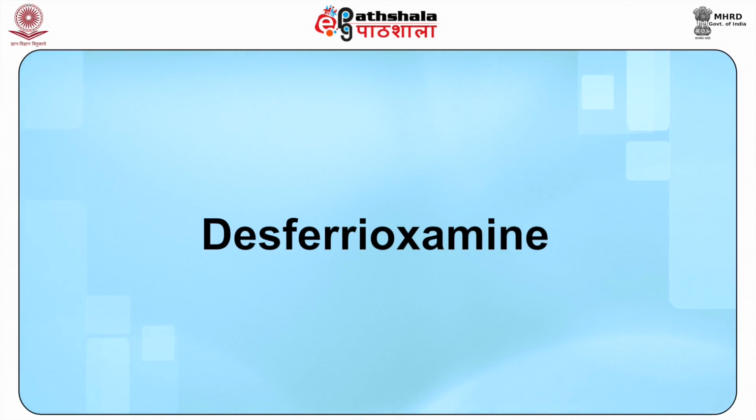Now, next is desferrioxamine. Desferrioxamine is a water-soluble compound that has a great affinity for ferric iron. This acts as a chelating agent against iron intoxication, especially in case of acute poisoning, through its role in accelerating removal of iron from the body in case of hemochromatosis. It removes iron from ferritin, hemosiderin, a little from transferrin, but not from hemoglobin and cytochromes. It can be given orally, intramuscularly as well as intravenously.